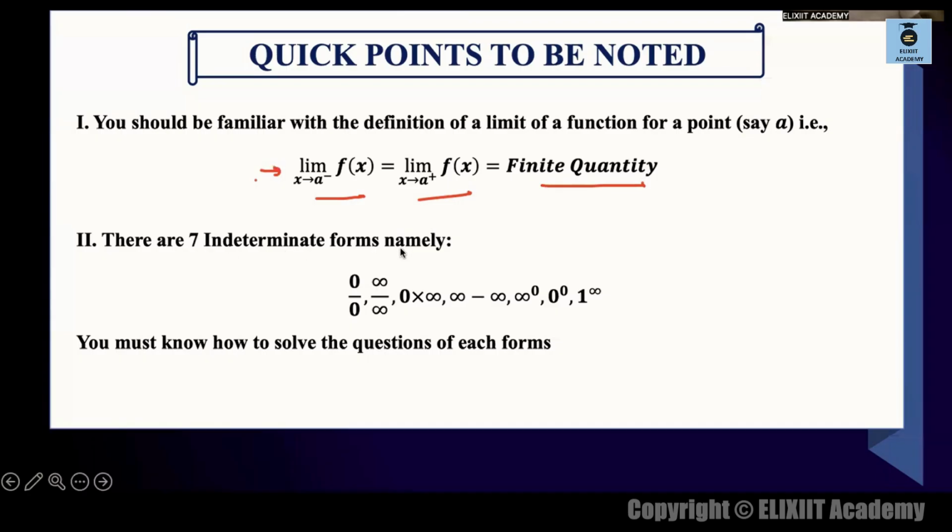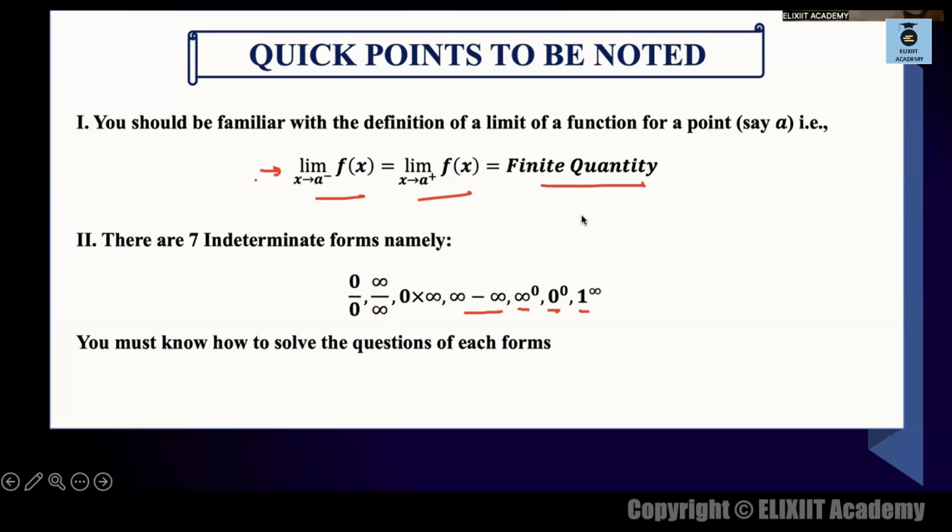Point number 2, what are the 7 indeterminate forms? These are the standard forms on which the entire chapter is built. The 7 important forms are 0 by 0, infinity by infinity, 0 times infinity, infinity minus infinity, infinity raised to the power of 0, 0 raised to the power of 0, and 1 raised to the power of infinity. The 0 by 0 form and infinity by infinity form are the most common forms of questions you will see.